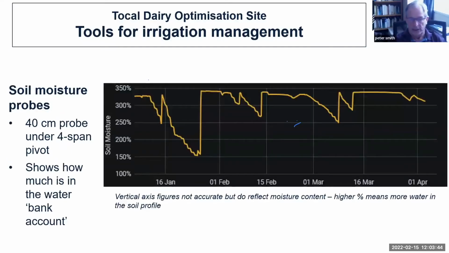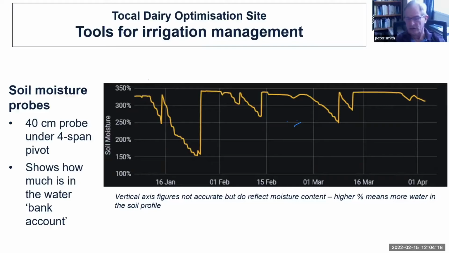The third tool that's been used at Tocal is soil moisture probes. Under each of the three pivots, there's at least one soil moisture probe located down to a depth of 40 centimetres. And the water balance line is, if you like, the water going in and out, the cash flow. This one is showing what's actually in the bank account. The negative is it's only one spot in the whole paddock, and there could be variation in the paddock. There usually is some variation in the paddock. So it's a really good check of what's actually going on there.